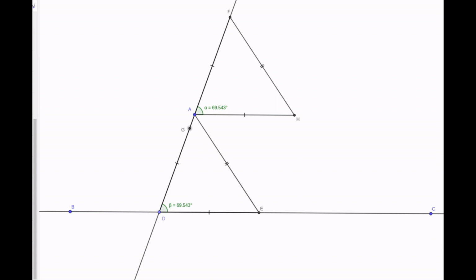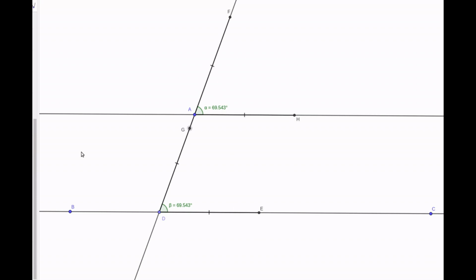If we now draw the line AH, and let's remove a couple of those line segments, what we find is that we have corresponding angles that are going to be congruent for two lines which are cut by a transversal. Now what that means by proposition 28 is that our lines then must be parallel, as was to be demonstrated.